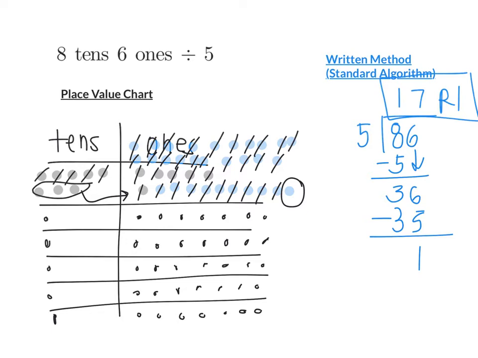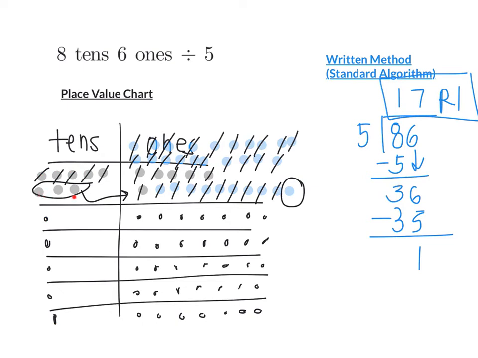Now, when I started, I had 8 tens, and I wanted to divide them into 5 equal groups. I found out that I could put 1 ten into each group, so I put a 1 in the tens place where the quotient goes. Then I crossed out 5, and I showed that I used up 5 by multiplying one group of 5, which is 5. When I subtracted, I found out that I had 3 tens left over.